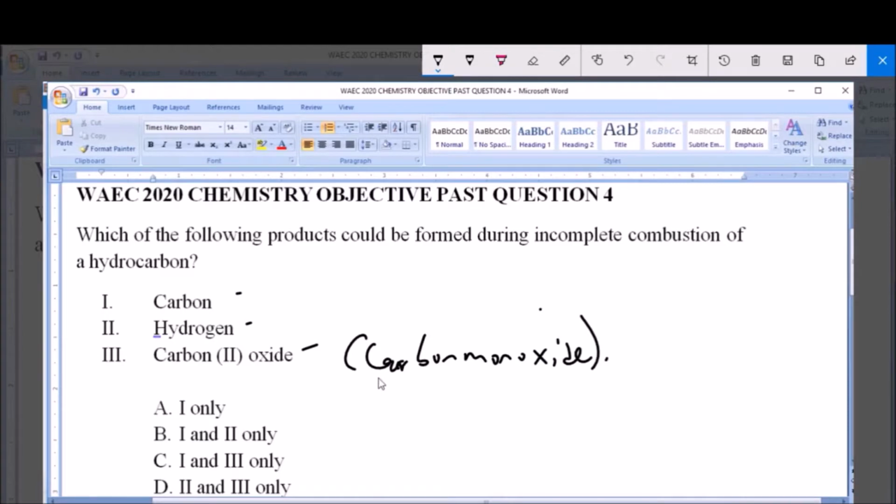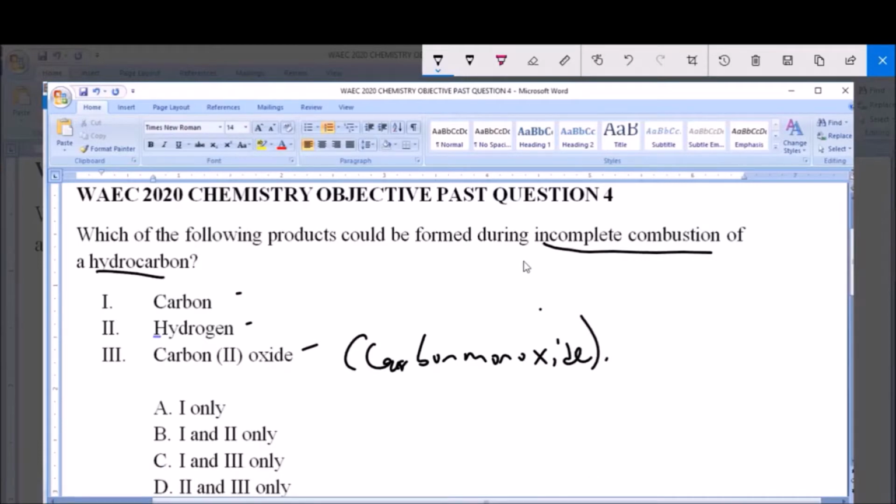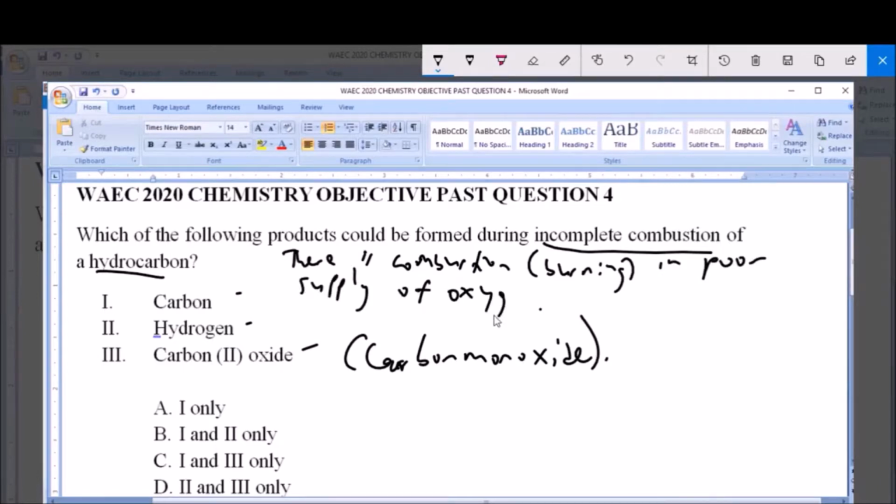So what we are looking at here is the incomplete combustion of hydrocarbons. Now, incomplete combustion in general occurs when combustion, also known as burning, takes place in a poor supply of oxygen. So when combustion takes place in a poor supply of oxygen, the combustion is said to be incomplete.